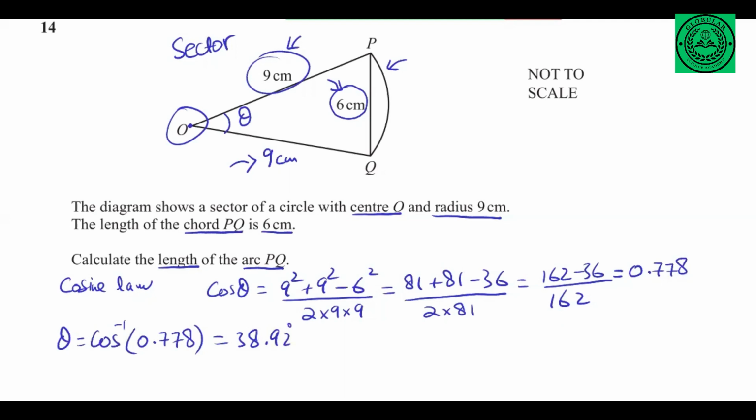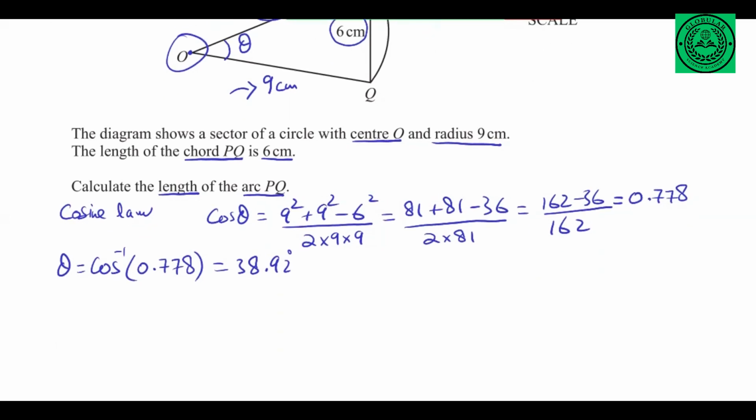But actually, we are not interested in finding theta. Our target is to find this arc PQ, and this theta is necessary in finding the length of the arc PQ. Now we are going to use the formula L equals R times theta. Now R is 9 and theta is given to be 38.92, which we have to convert into radian form.